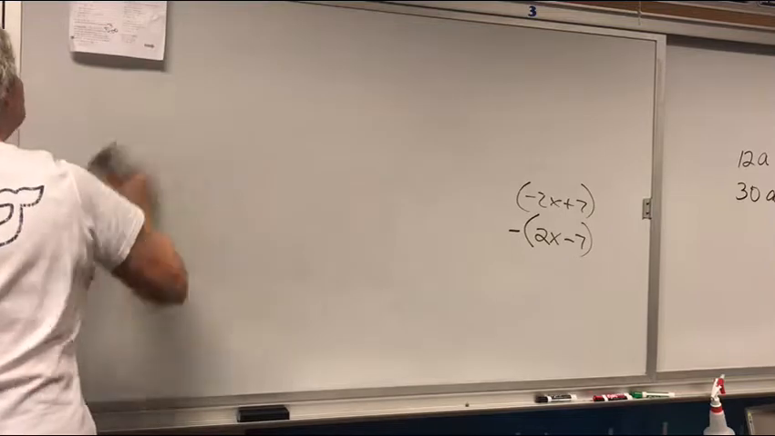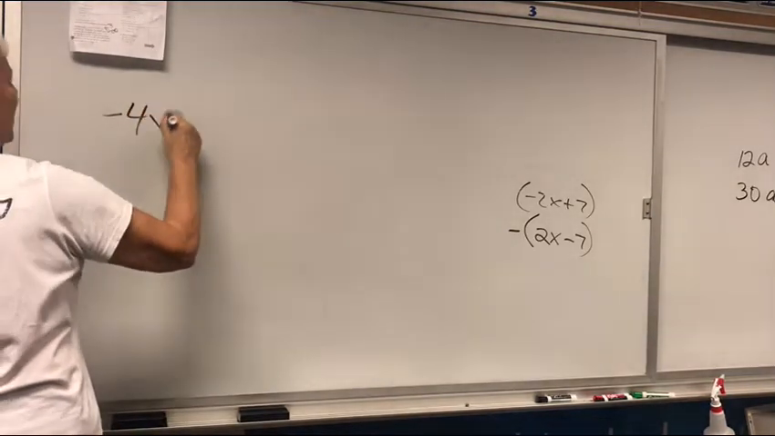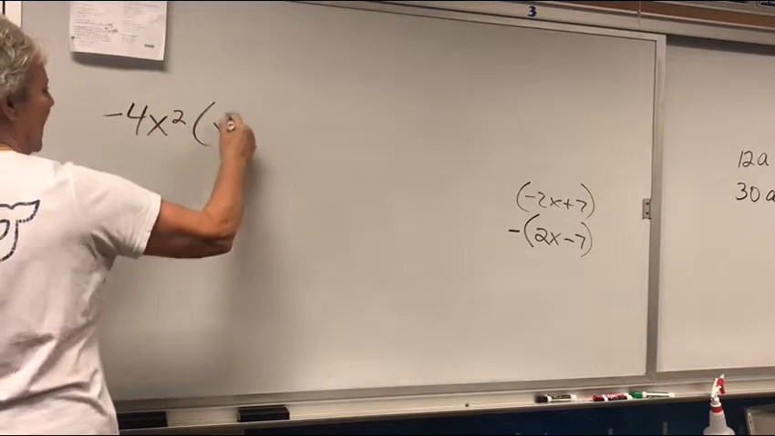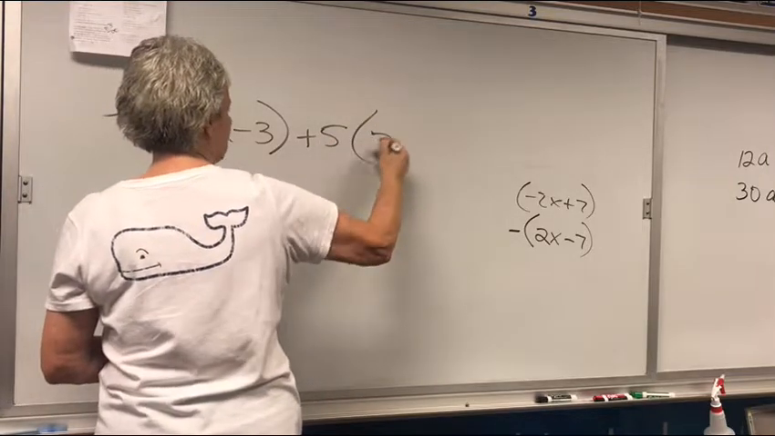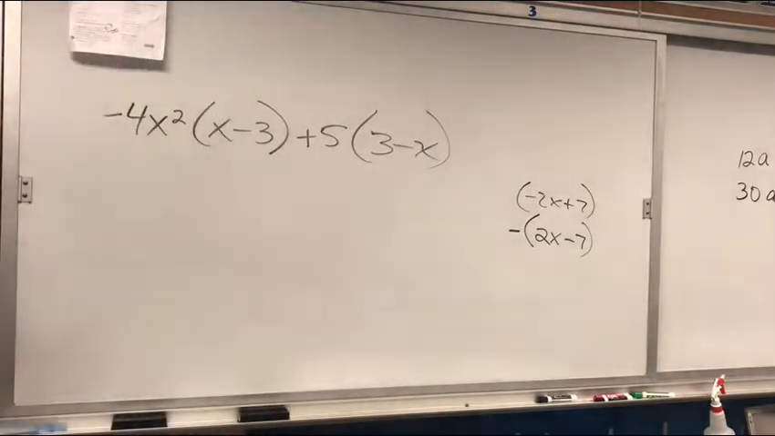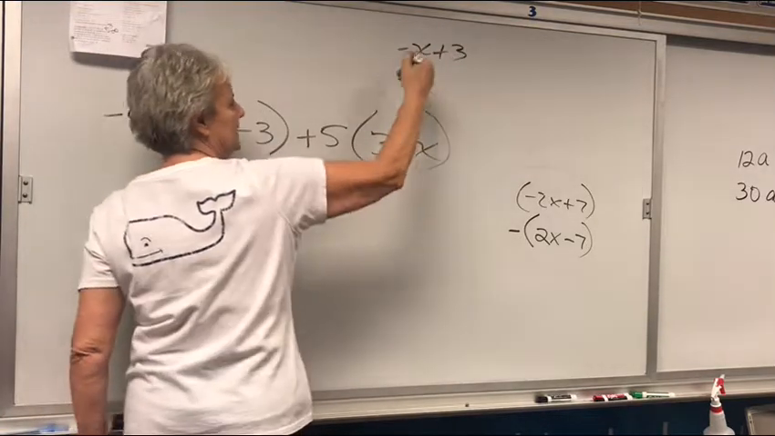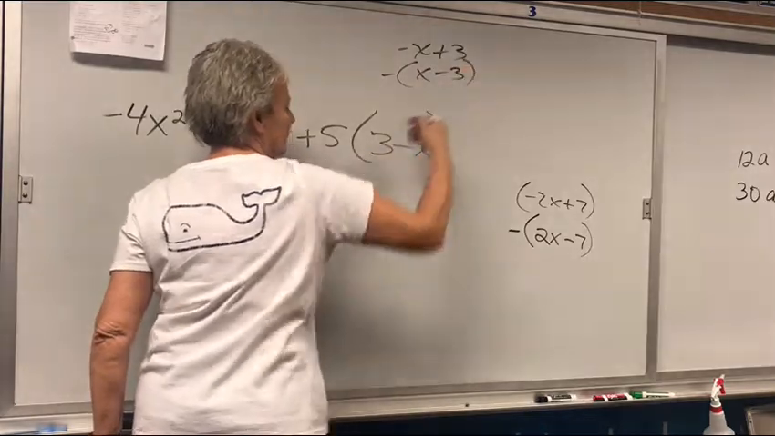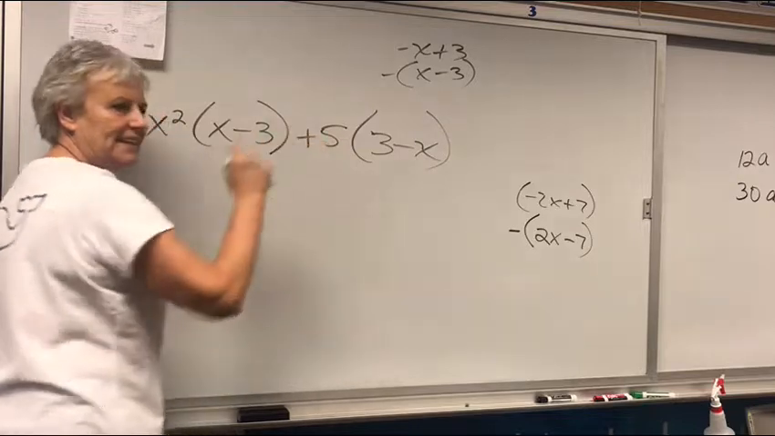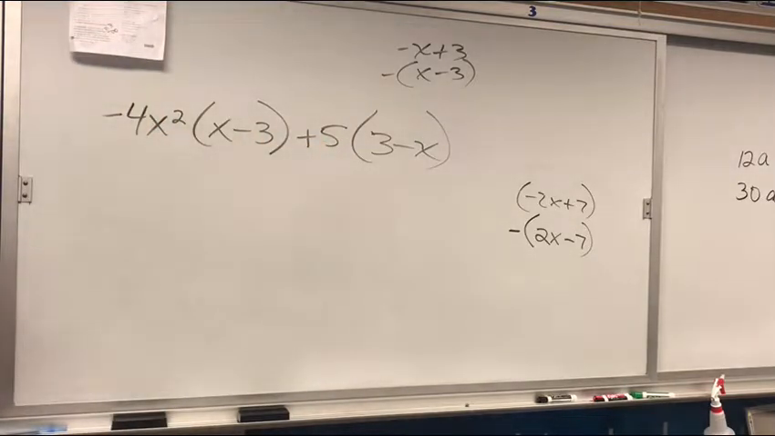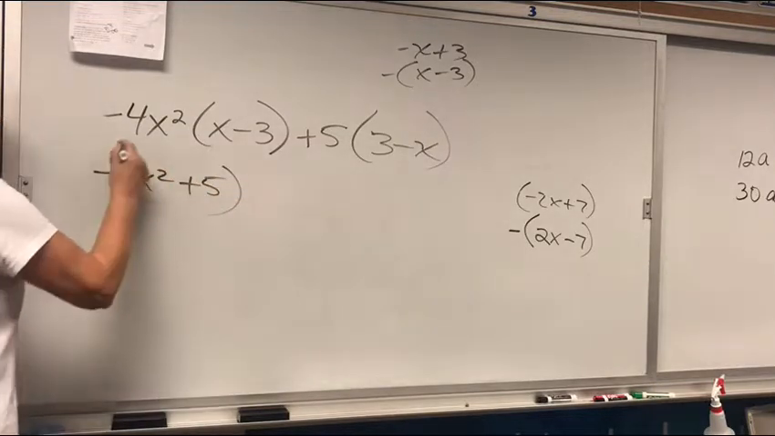Let's do another one. Negative 4x squared, x minus 3, plus 5, 3 minus x. Okay, 3 minus x is actually negative x plus 3. Take out a negative. So that allows you, always, if this is backwards, to make that negative. Always. Okay, negative 4x squared plus 5.